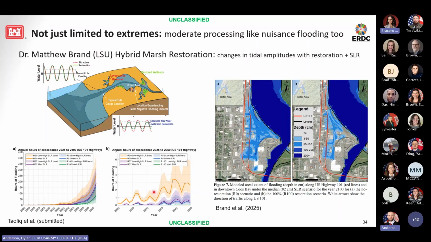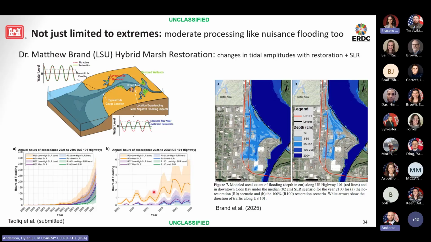This is an example that is a completely external collaboration. This is working with Dr. Matthew Brand from LSU and his student Yusuf. And what we're talking about in this case is marsh restoration.